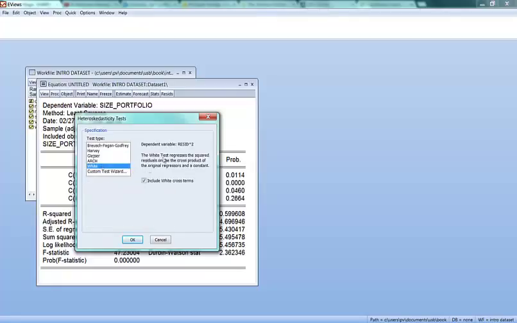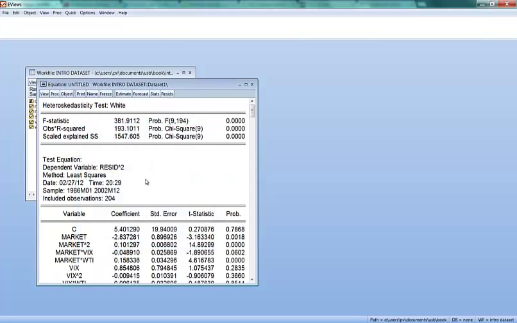The White test uses the residuals, and better said residuals squared, as a dependent variable for an auxiliary regression. So it tries to find a pattern in the variance of your residuals by squaring them and regressing them on the independent variables. Let's have a look at the results. We press OK and we get the following output.